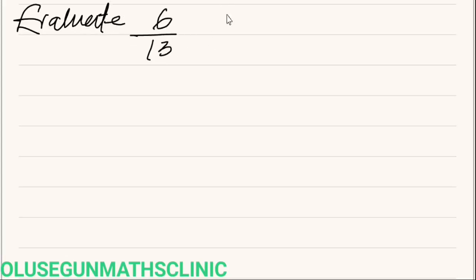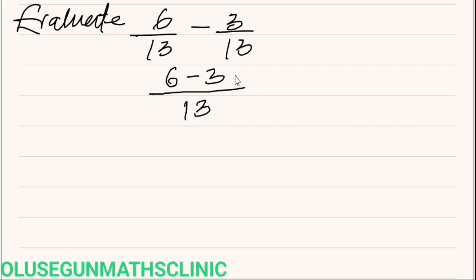They said evaluate 6 over 13 minus 3 over 13. So what you observe from this is they both have the same denominator, which is 13. So now, 6 over 13 minus 3 over 13 will only give you 6 minus 3, which is equal to 3 over 13.